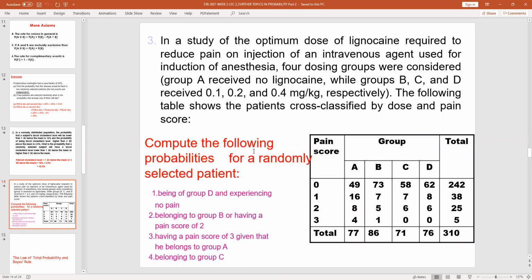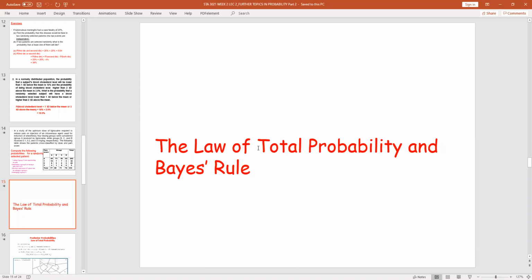Now, I want to go into the last outline for today. And this outline is very, very, oh my God, I love this particular area. And you're going to see the reason why I love this particular area very well.